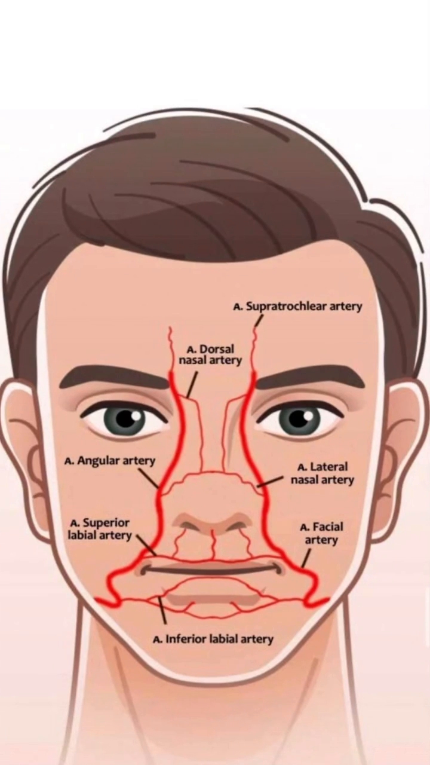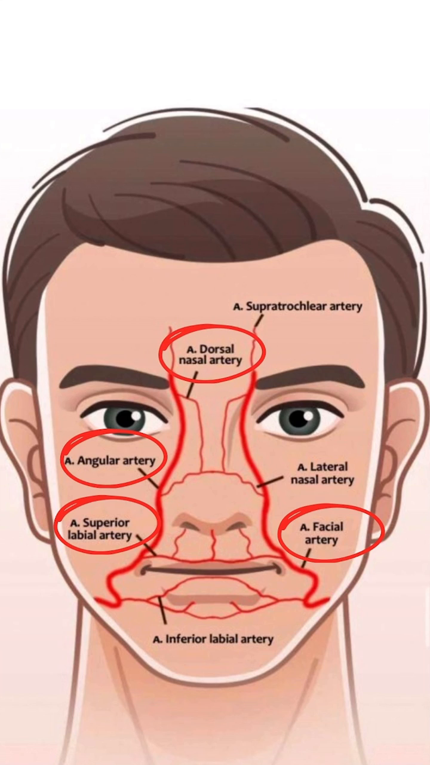To understand the complications, we need to take a closer look at the major arteries that run up the nose. And so we have the facial artery, the superior labial artery, the angular artery, the dorsal nasal artery, and the lateral nasal artery. And the common theme behind these arteries is that they can be connected back to the dorsal nasal artery.